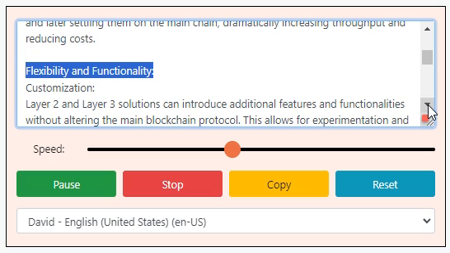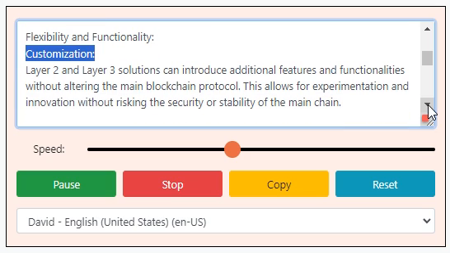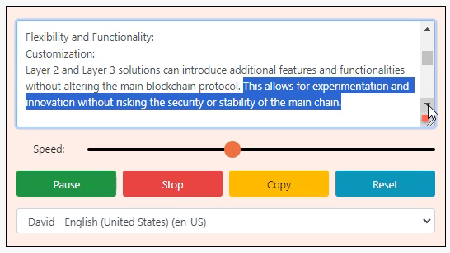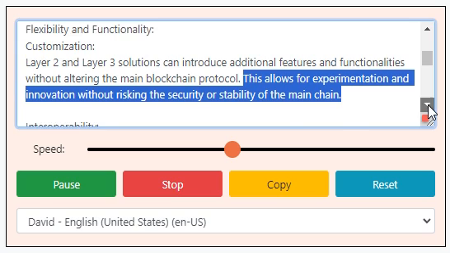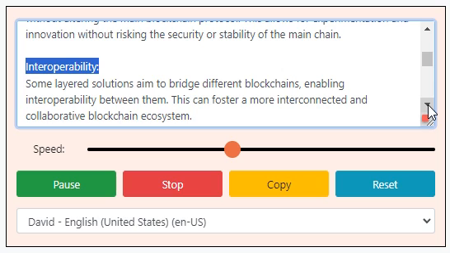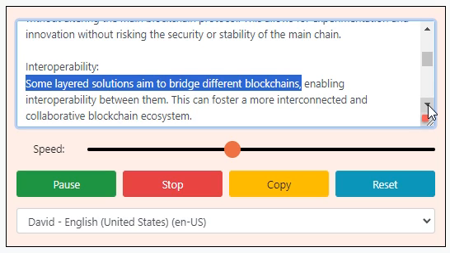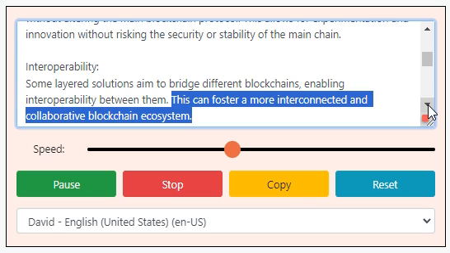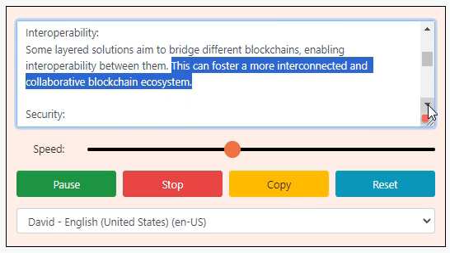Flexibility and functionality. Customization. Layer 2 and Layer 3 solutions can introduce additional features and functionalities without altering the main blockchain protocol. This allows for experimentation and innovation without risking the security or stability of the main chain. Interoperability. Some layered solutions aim to bridge different blockchains, enabling interoperability between them. This can foster a more interconnected and collaborative blockchain ecosystem.